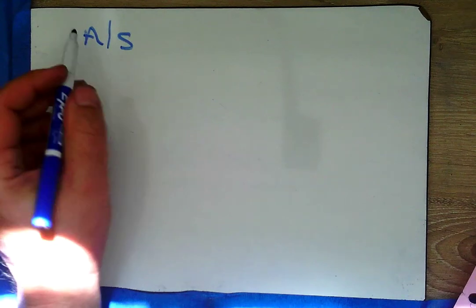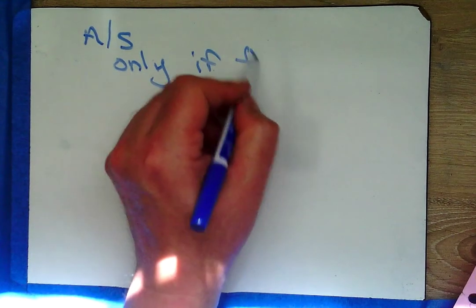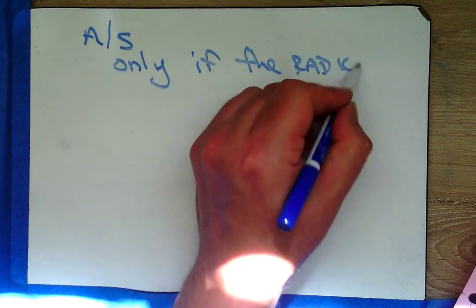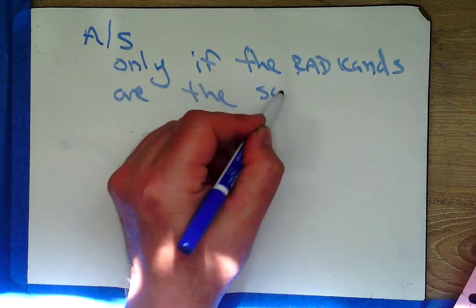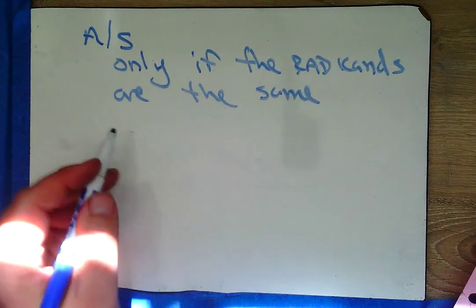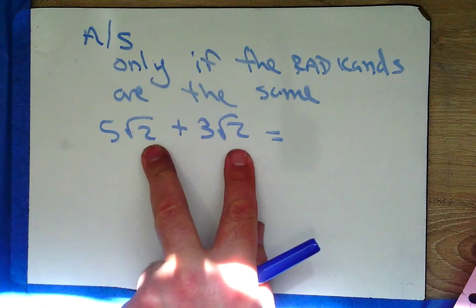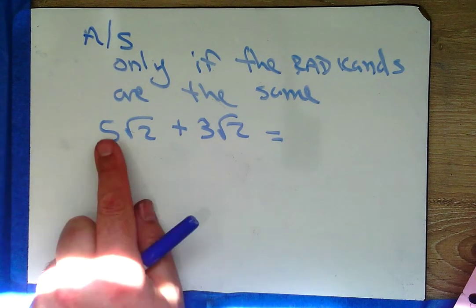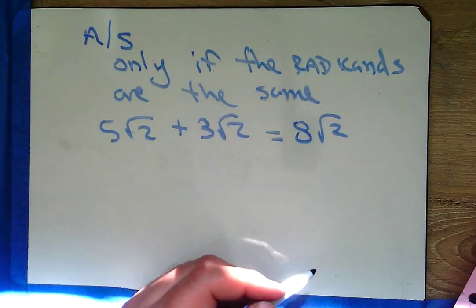Okay, so there was round 4, rationalizing. Now, what about adding and subtracting? Okay, so we want to talk about adding and subtracting radicals, and we can only do that if the radicands, the stuff under the radical sign, are the same. Okay, so let's take a look. 5 root 2 plus 3 root 2. The radicands are the same, so I can add these. 5 of them plus 3 of them gives me 8 of them, okay?